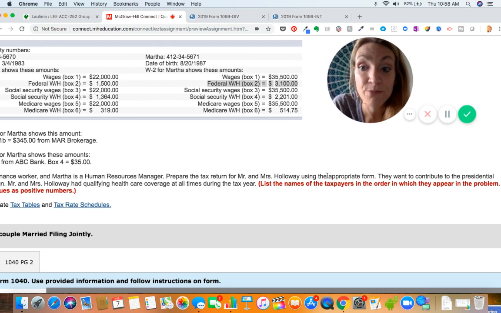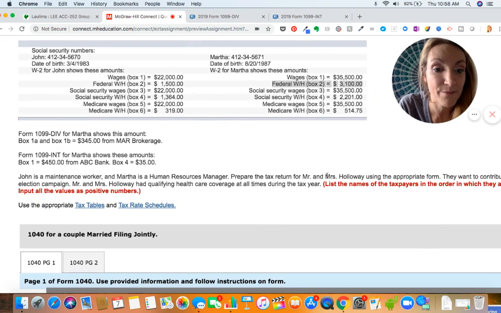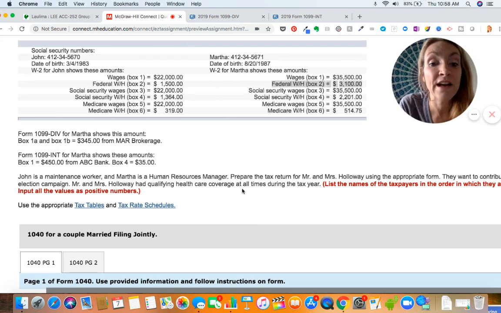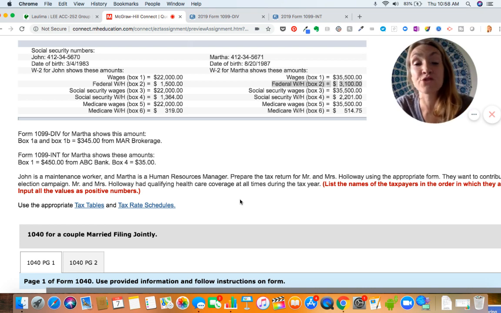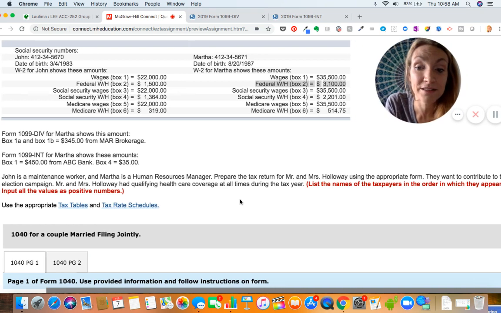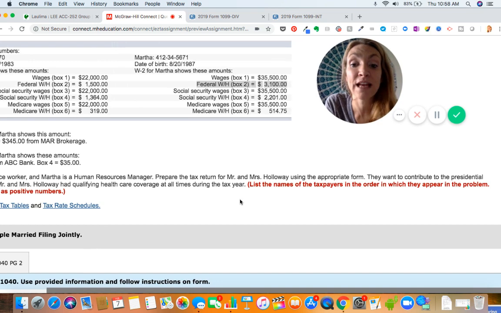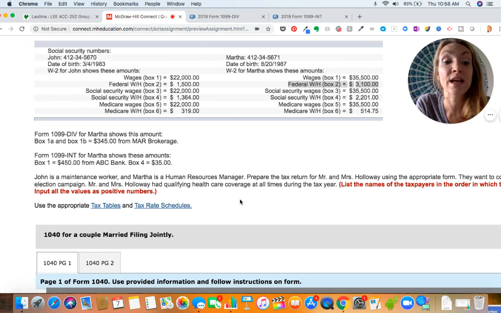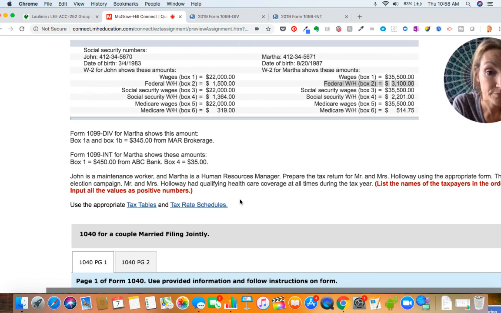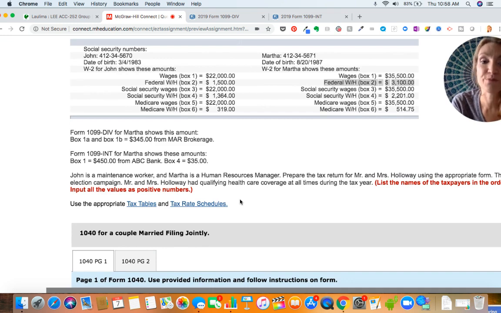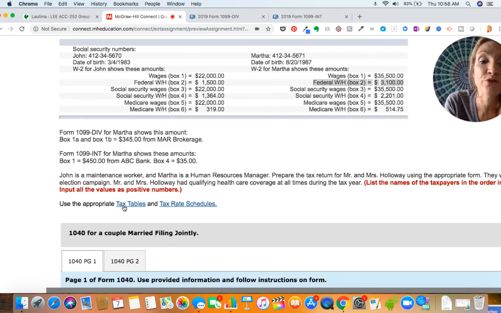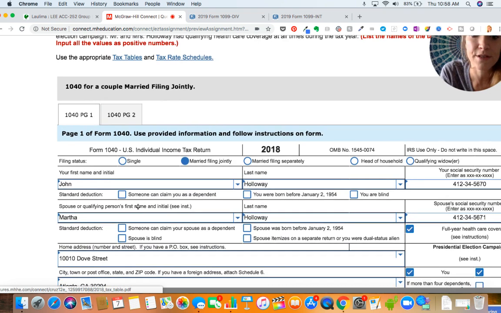They want to contribute to the presidential election campaign. They had qualifying health coverage at all times during the year. So you'll check that box and list the taxpayers' names in the order in which they appear in the problem. You always use positive numbers, and then you can use the appropriate tax rates or tax tables, which it looks like they'll be in the tax tables because they'll be under 100,000.